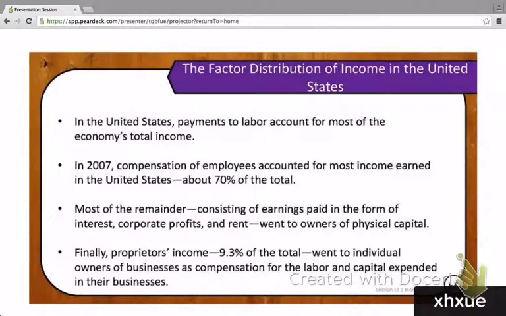Most of the remainder, consisting of earnings paid in the form of interest to the owners of capital, or corporate profits to the owners of entrepreneurship, or rent to the owners of land and resources, went to owners of physical capital. Finally, proprietor's income is 9.3% of the total. And that went to individual owners of businesses as compensation for the labor and capital expended in their businesses.